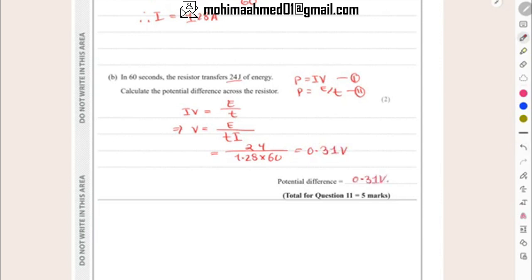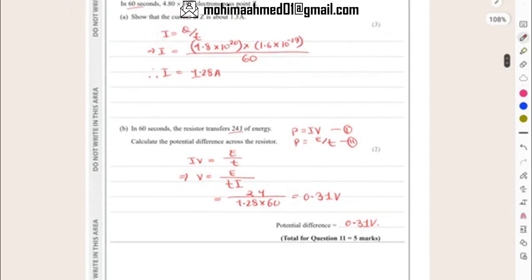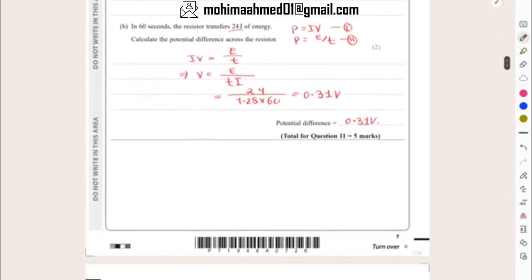And so this is the value for your voltage that will be provided to this circuit in order for that current to flow within this 60 seconds. I hope question 11 was clear to everyone. We'll move on to question 12.